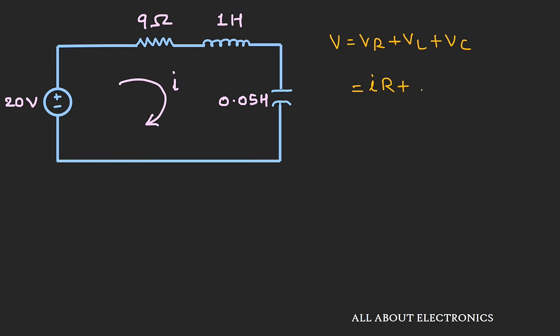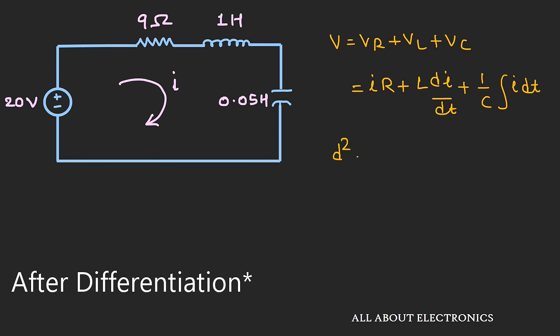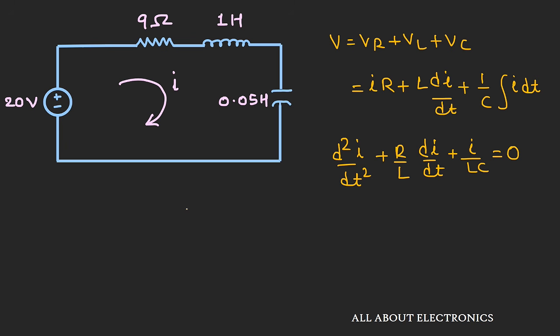The value of VL is L into di by dt, and the value of VC is 1 by C integration of i dt. So d²i by dt² plus R by L into di by dt plus i over LC is equal to 0. So the characteristic equation can be given as D² plus R by L into D plus 1 over LC is equal to 0.